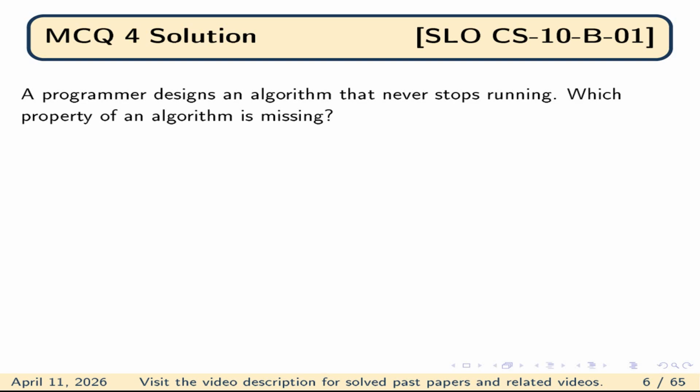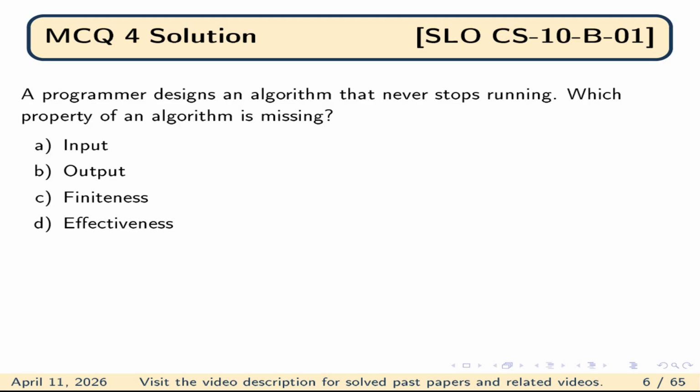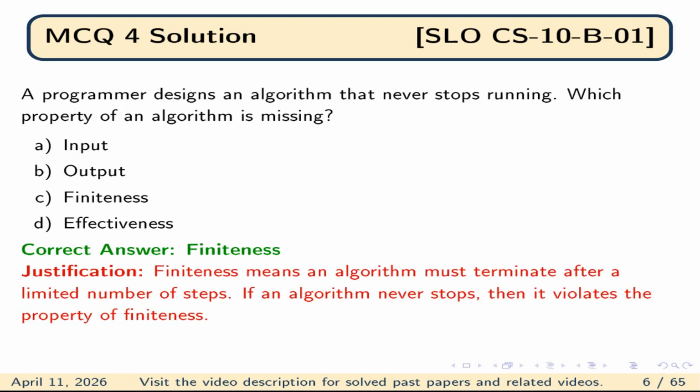Question number 4. A programmer designs an algorithm that never stops running. Which property of an algorithm is missing? Input, output, finiteness, effectiveness. Finiteness is the missing property, because finiteness means an algorithm must terminate after a limited number of steps. If an algorithm never stops, then it violates the property of finiteness.